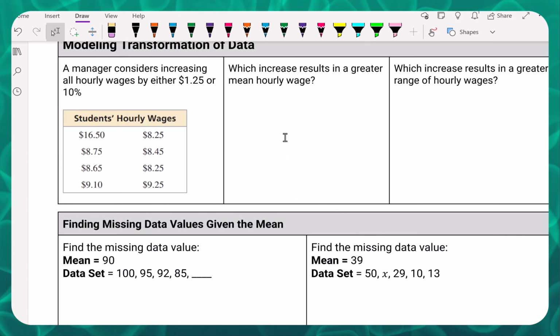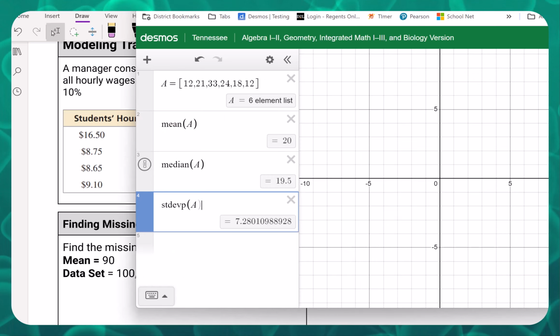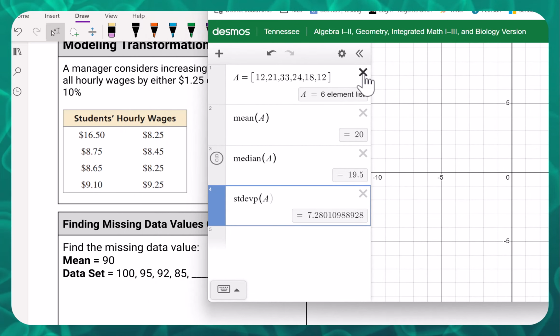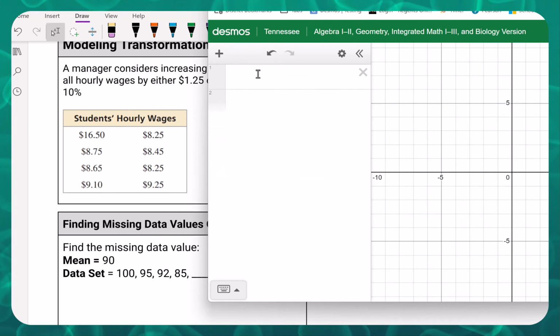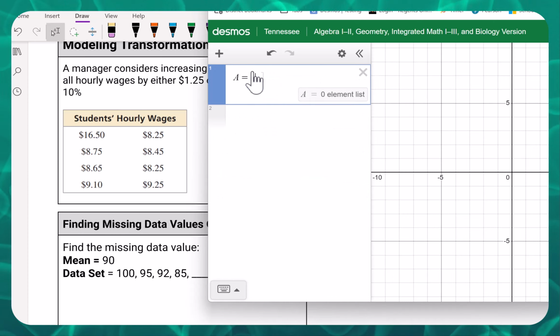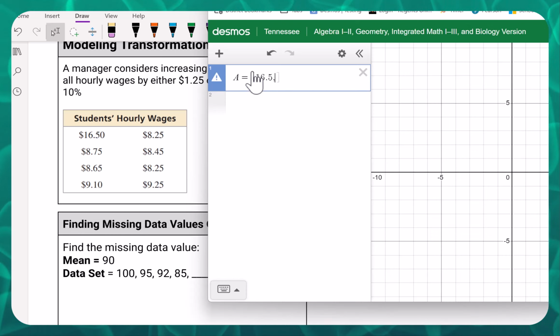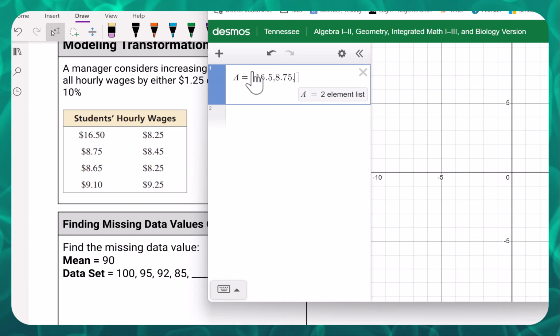All right, let's take a second and look at this new example. We've got a manager. They're considering either increasing all of the hourly wages by $1.25 or they're going to increase by 10%. So immediately what I'm going to do is clear all of this stuff out and type in these wages. I'm going to name this set A. You guys go ahead and type this in as well.